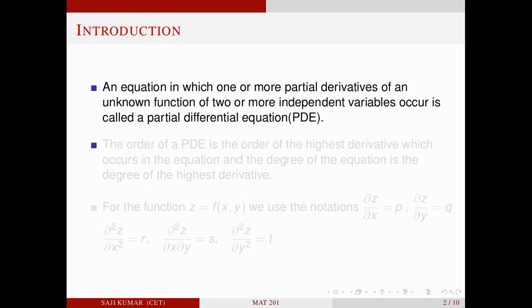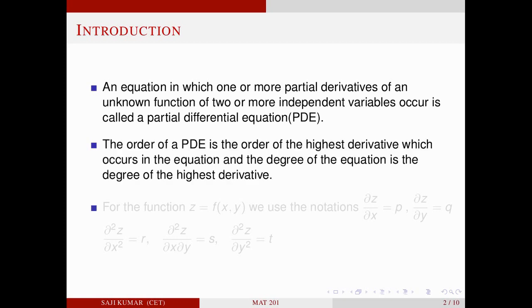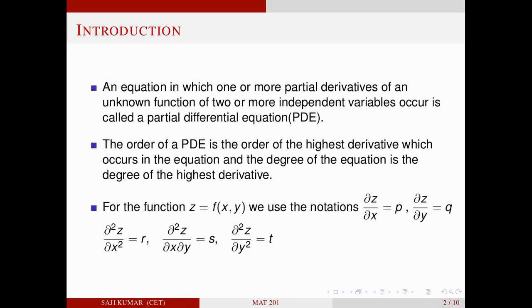An equation in which one or more partial derivatives of an unknown function of two or more independent variables occur is called a partial differential equation or PDE. The order of a PDE is the order of the highest derivative which occurs in the equation, and the degree of the equation is the degree of the highest derivative.